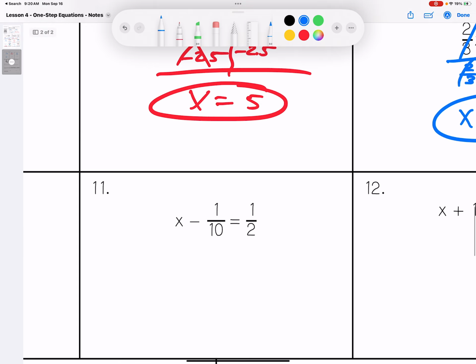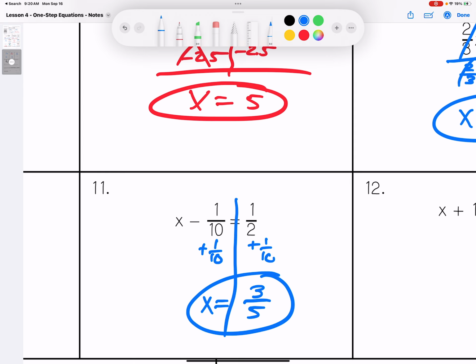All right, I hope you didn't panic on this one. All you did was that is a minus 1/10. So how do we get x by itself? We need to get rid of that negative 1/10. How do we do that? Do the opposite. Plus 1/10. And whatever you do to one side, you do to the other. So we're going to plus 1/10 over there. And when you do that, you should have typed that in your calculator. It would have given you 3/5. You would have went 1/2 plus 1/10.